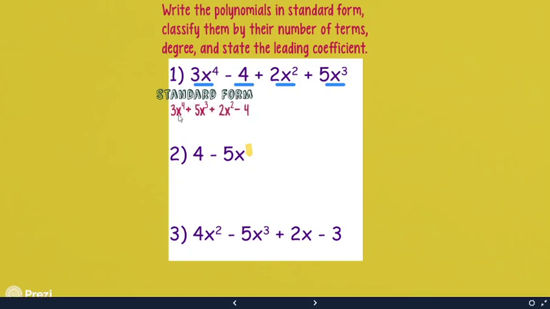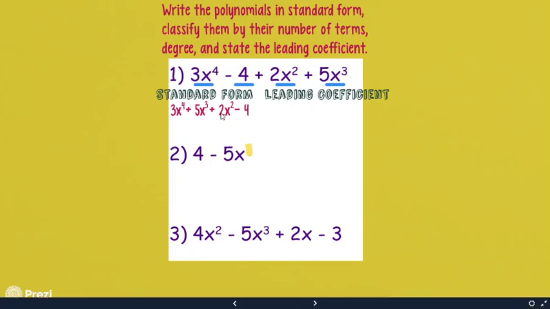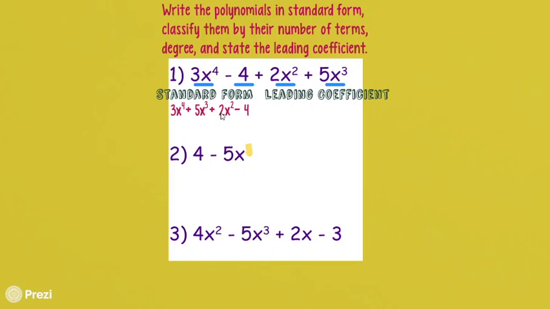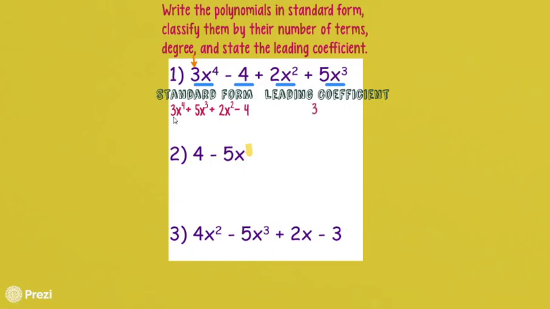I start with my highest exponent and I go all the way down to my lowest exponent. Okay, now the leading coefficient, when you're in standard form, guess what? It's the coefficient that's leading, or the coefficient in the very front, which in this case would be the 3. See, 3 is at the very start. So my leading coefficient is 3.